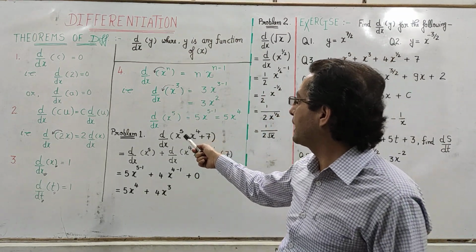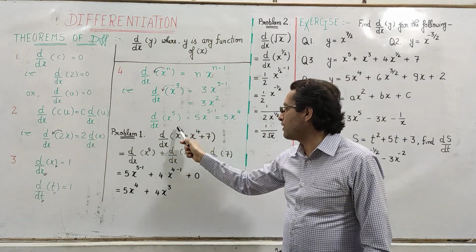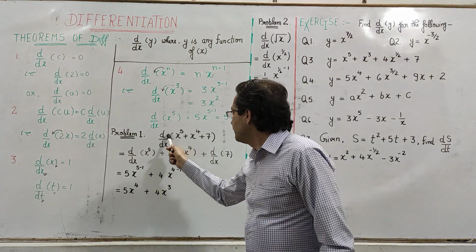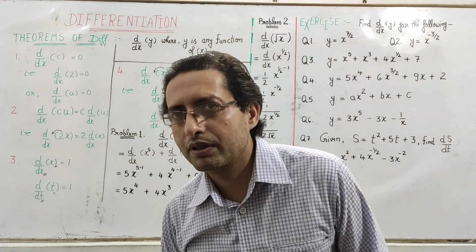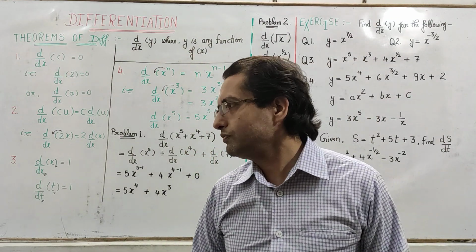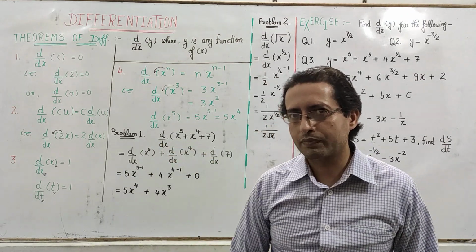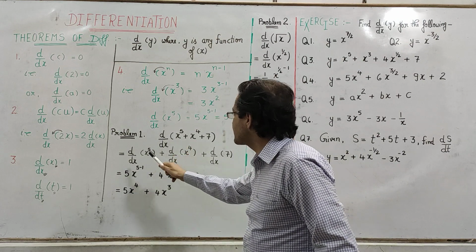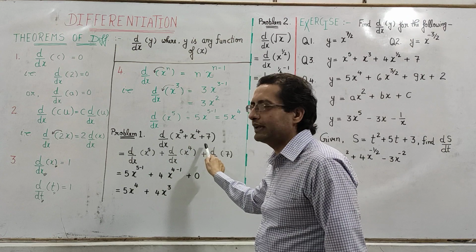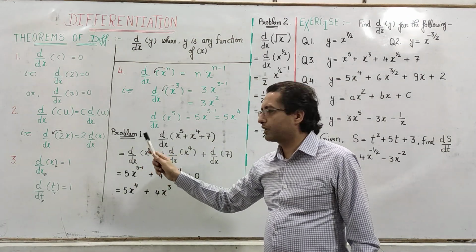Next, we have taken one example here, d over dx, x power 5 plus x power 4 plus 7. Here we have an example where we have multiple terms. D over dx will be applied to each of the terms. So it becomes d over dx x power 5 plus d over dx x power 4 plus d over dx 7. Separately, we have used the formula now.